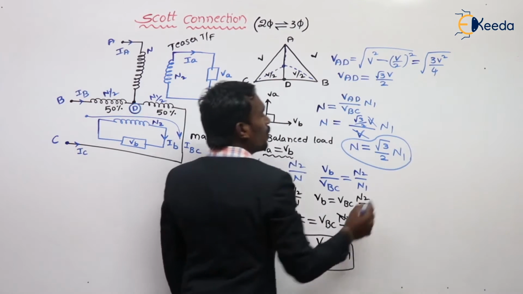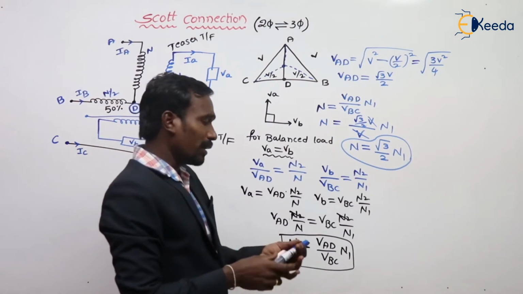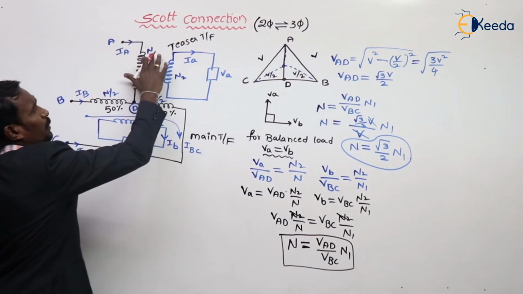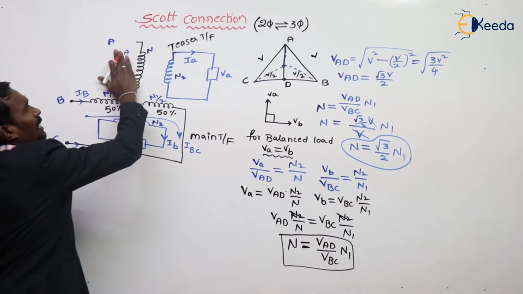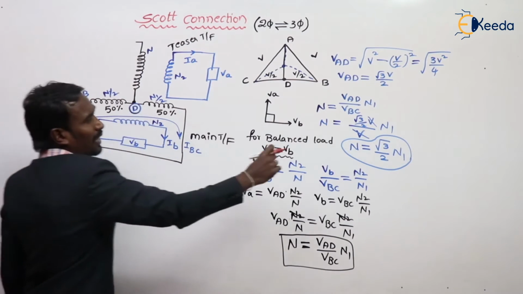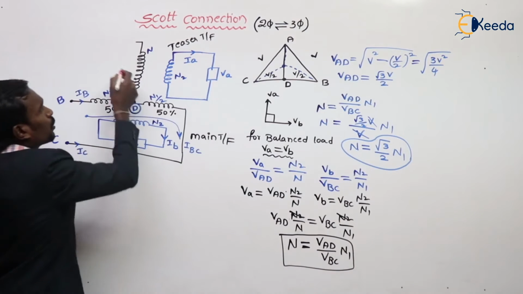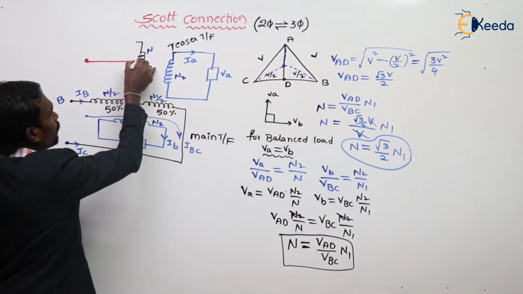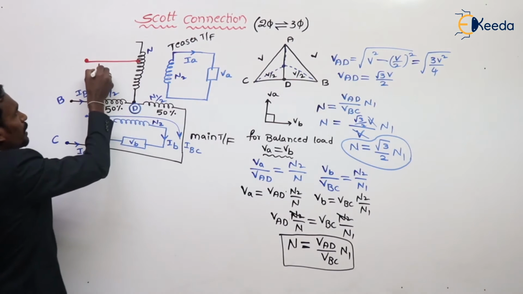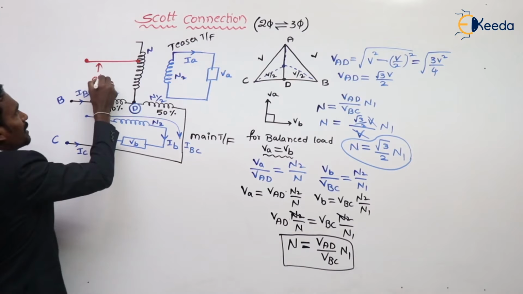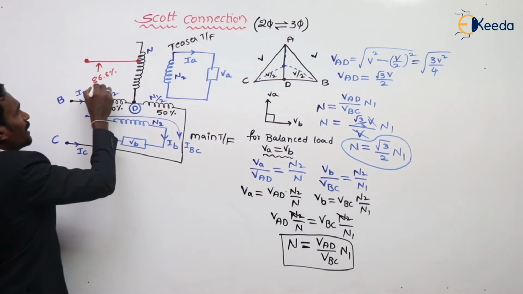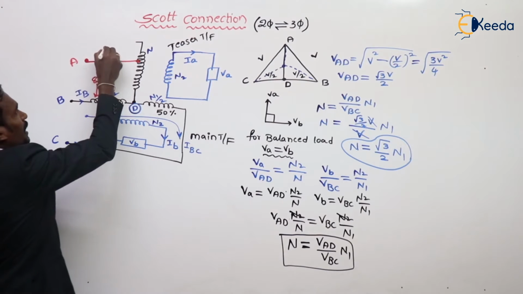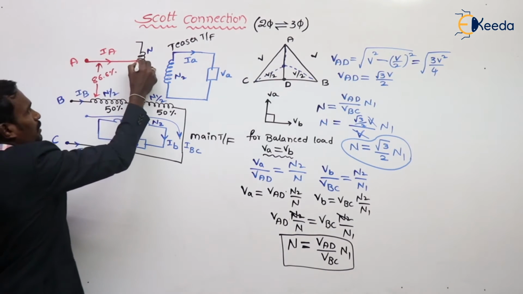N is equal to, for balanced load, the N value is root 3 by 2 times of N1. This is root 3 by 2, nothing but 86.6%. Now this is our A, and here the current is IA for balanced load.